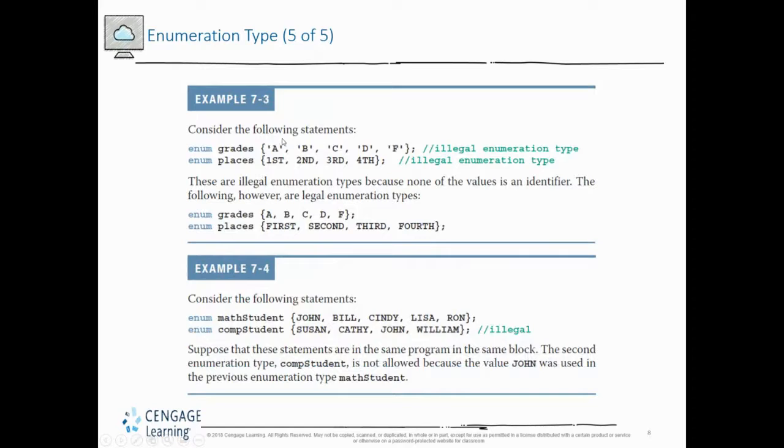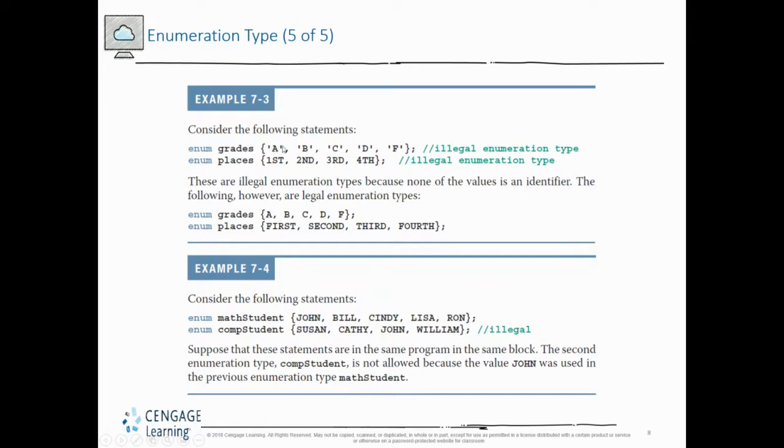Now, here, they're going to show some statements and we'll see if they're good or bad in terms of having an enumeration type. So there's nothing wrong with having an enumerator called grades. There's nothing wrong with having an enum called places, okay? But you have to do everything the way they syntactically work.